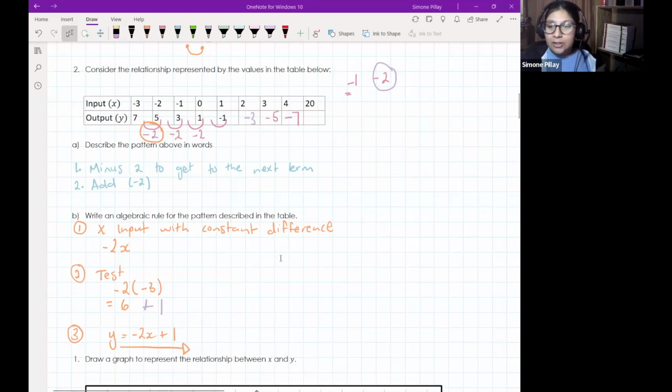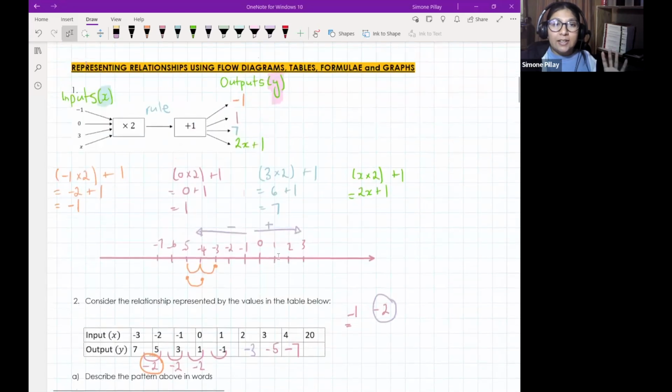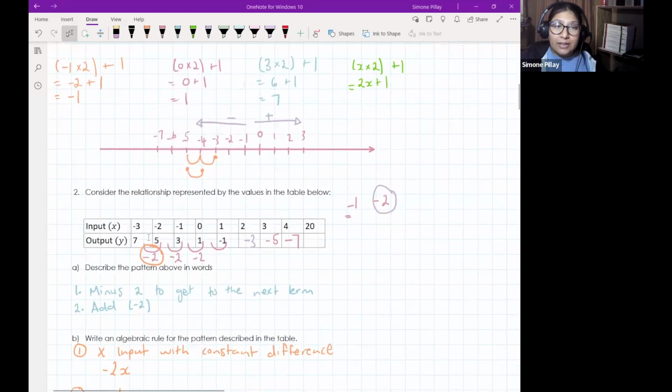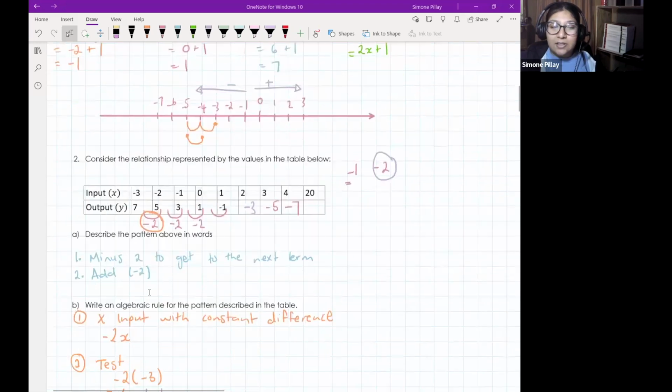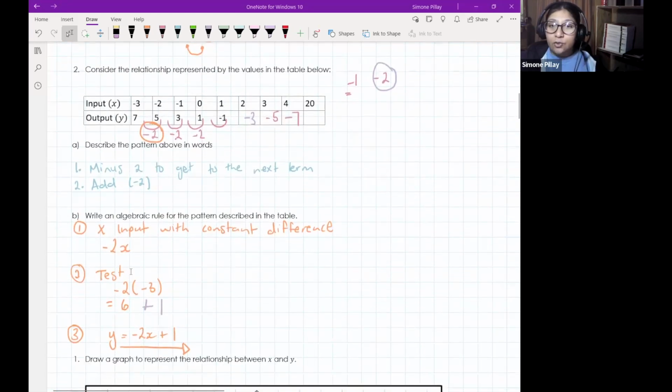That's cool. So now we have recapped flow diagrams, tables, describing patterns in words, finding a general rule. Now that we have this general rule, what I want us to do is fill in what my output is going to be here when my input is 20. Anybody want to help me with that?